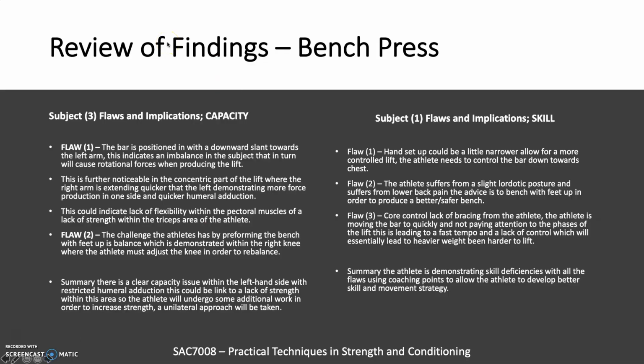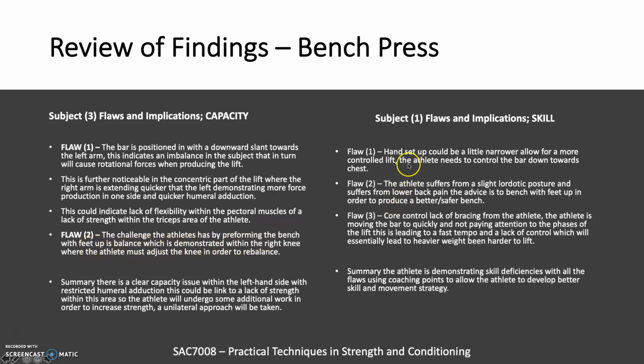Review of findings on the bench press. Subject 3 demonstrates a capacity issue with the bar positioned in a downward slant towards the left arm. It does indicate an imbalance, and it is further noticeable in the concentric part of the lift, where the right arm is extending quicker than the left, and this is causing rotational forces. Also, we're challenging the athlete as we're performing the bench with feet up, and this is causing balance issues for this athlete.